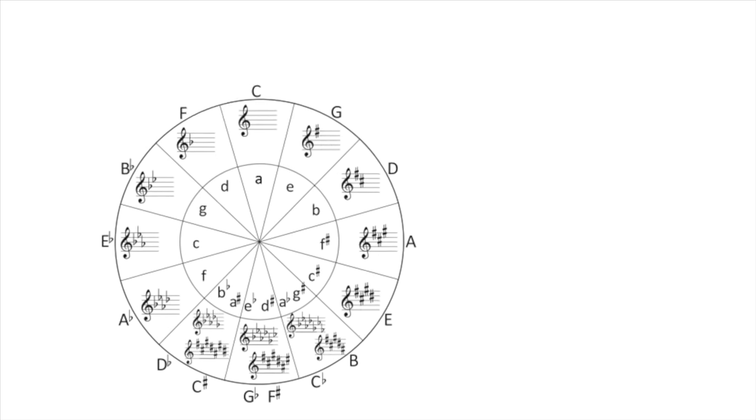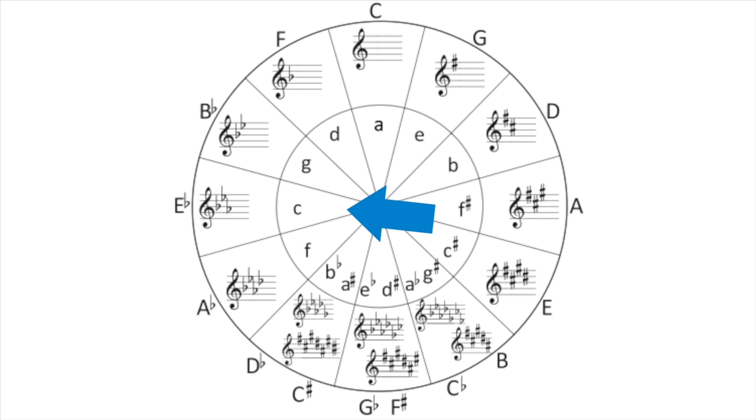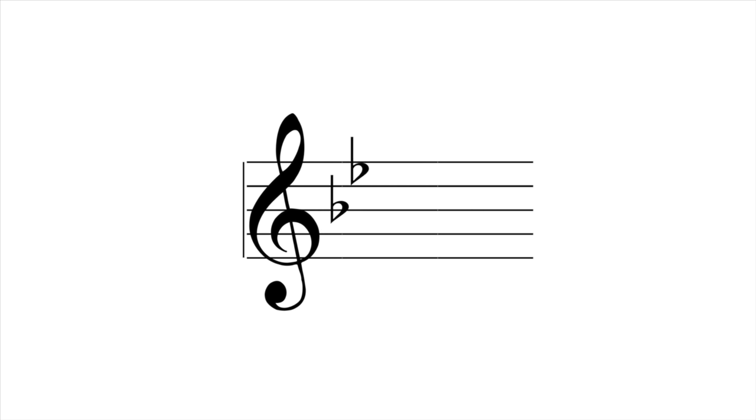For example, the key of G and the key of E minor both have one sharp, which is F sharp. Or the key of E flat major and C minor both share the same key signature, which has three flats, B flat, E flat, and A flat.